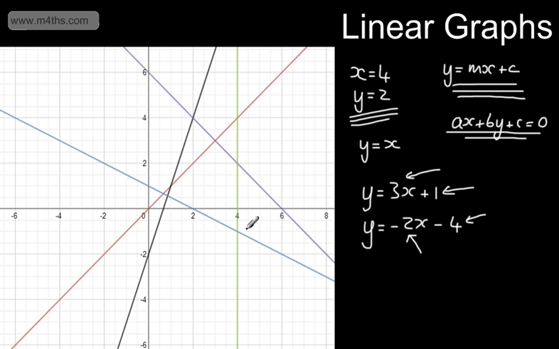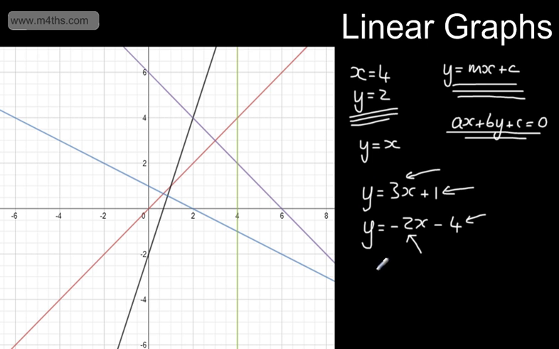So these two here are examples of negative gradients. They're going down. So if it's a positive gradient, it will be going from the bottom left to the top right. We can see that with all of these. If it's a negative gradient, it will go from top left to bottom right. So nice, straightforward, straight line graphs.